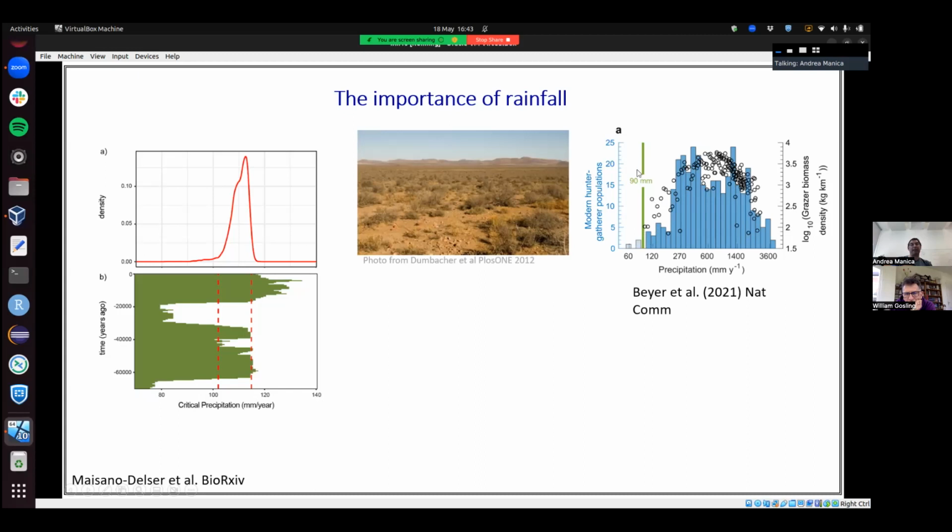So above 90 millimeters of rainfall is when you actually start finding some grazer biomass. Below that, there are no grazers. You really get into the desert. So it's a very interesting number there from, in a way, anthropology and ecology that also comes out in genetics.